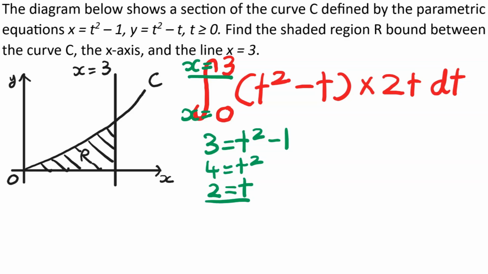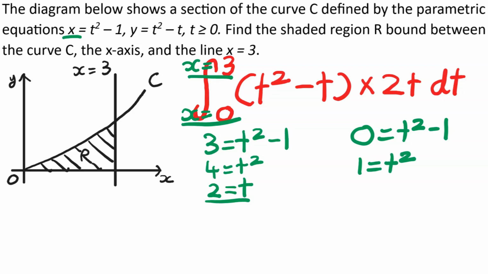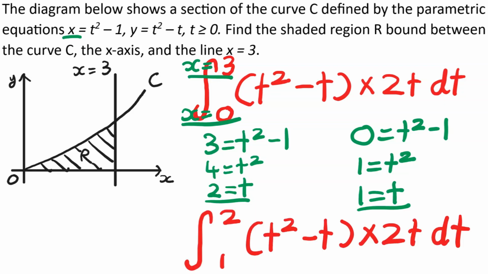And then to get the lower limit, this x is equal to 0. We're going to sub in x is equal to 0 here and then rearrange in order to find the corresponding t value. So here 0 is equal to t squared minus 1. Move this minus 1 to the other side, so we get that 1 is equal to t squared. Square root both sides, so 1 is equal to t. So this is the lower limit. So therefore this integral becomes the integral between 1 and 2 of this function here. And now we have solved the two issues and we can actually go about integrating this.